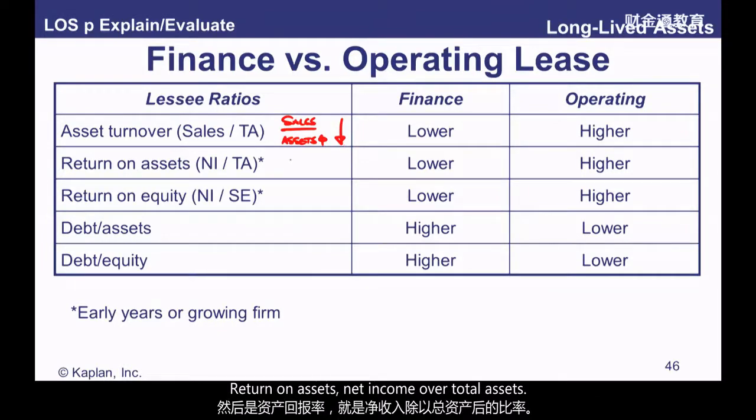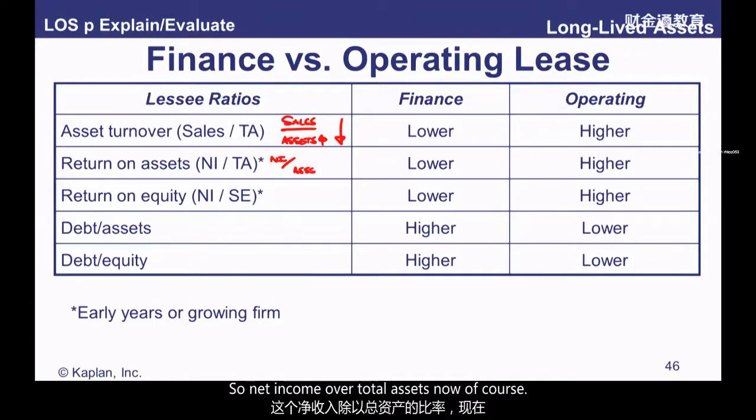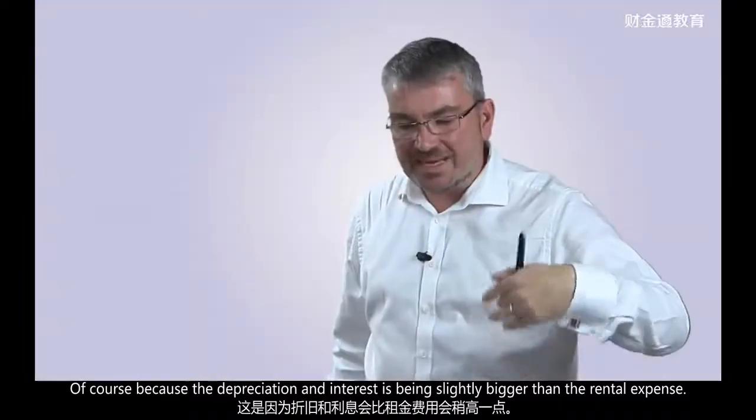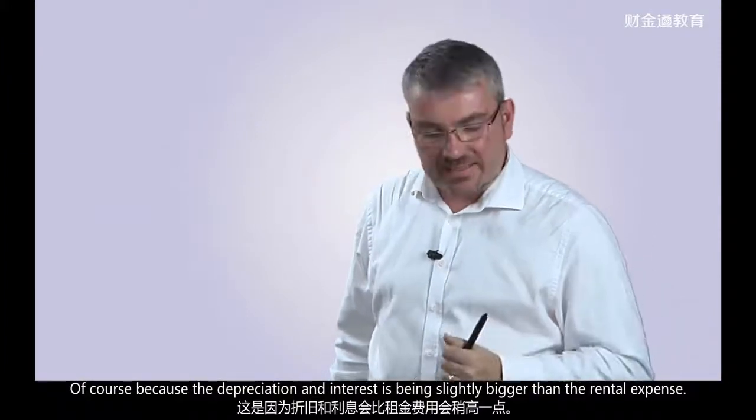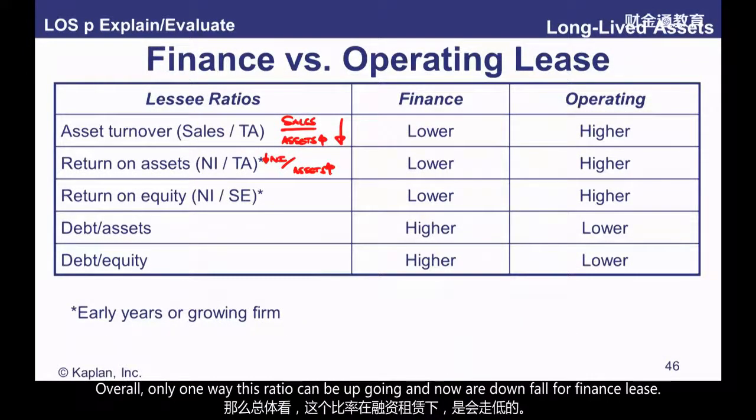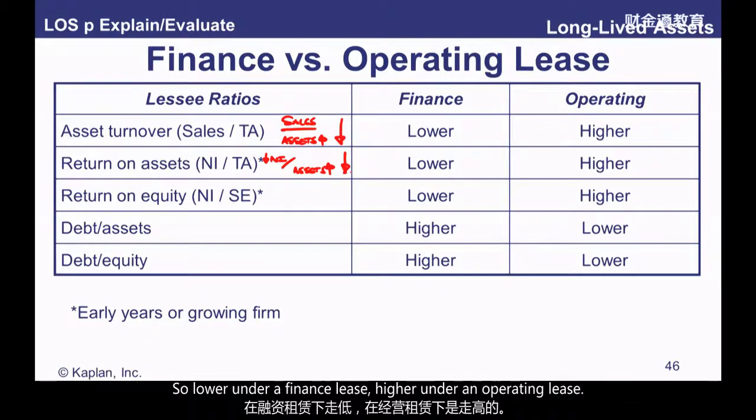Return on assets, net income over total assets. Now, certainly in the earlier years here, net income under a finance lease is lower, because of the depreciation and interest being slightly bigger than the rental expense. And of course, assets are much higher. So lower net income, but higher assets. Overall, only one way this ratio can go, and that's down for a finance lease. So lower under a finance lease, higher under an operating lease.